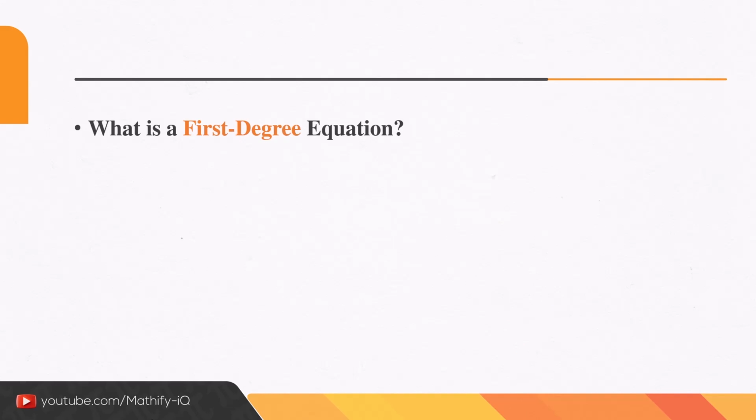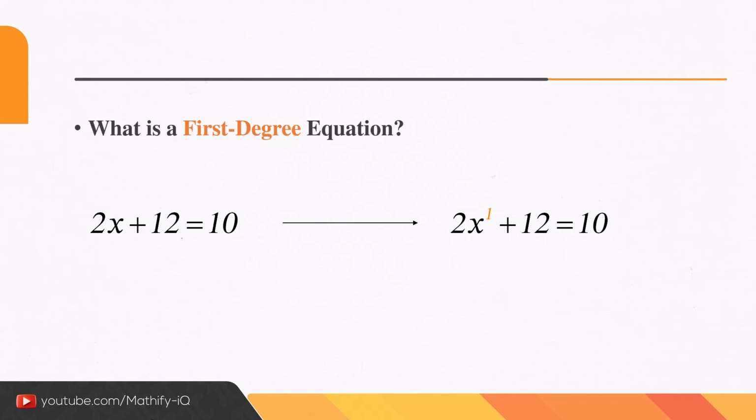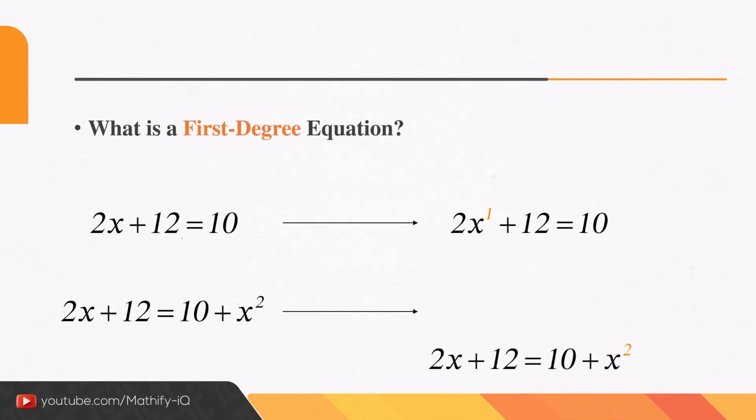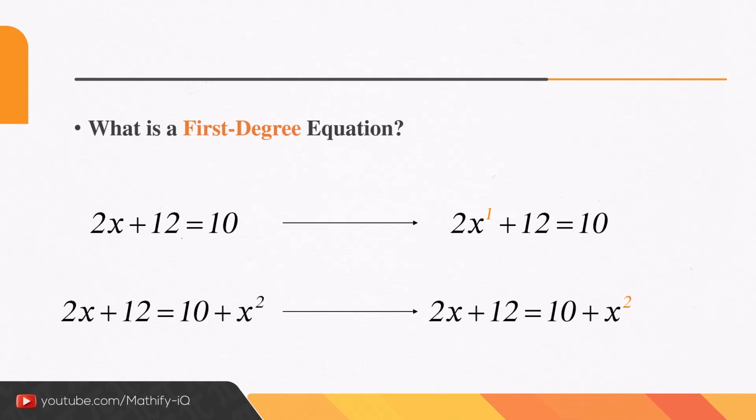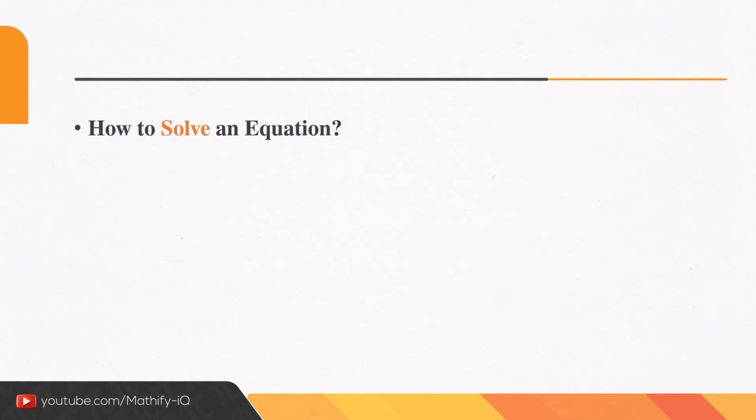What is a first-degree equation? The degree of an equation is determined by the highest exponent of its variable. For example, in this equation, if we look carefully, the highest exponent of x is 1, so this is called a first-degree equation. Similarly, if we examine another equation where the highest exponent of x is 2, we call it a second-degree equation. How do we solve an equation?